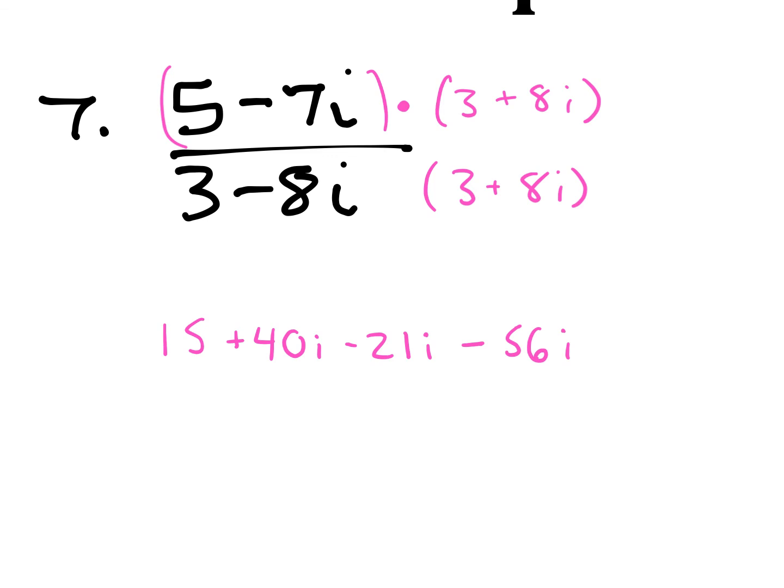And then combine like terms. What does the i squared turn into? Negative 1, so this becomes a plus 56. So I can combine my real numbers. What's 15 plus 56? 71. And then what is 40i minus 21i? 19i. So that's what we're going to get on top.